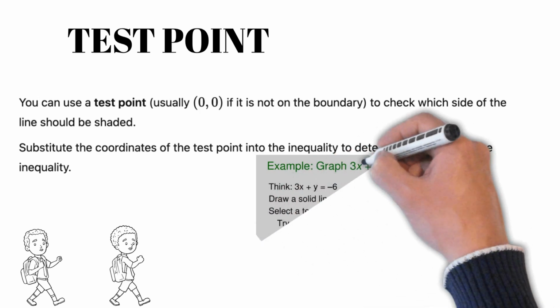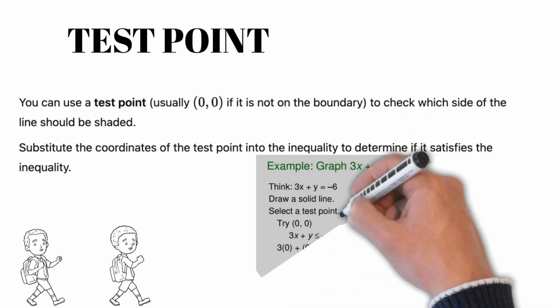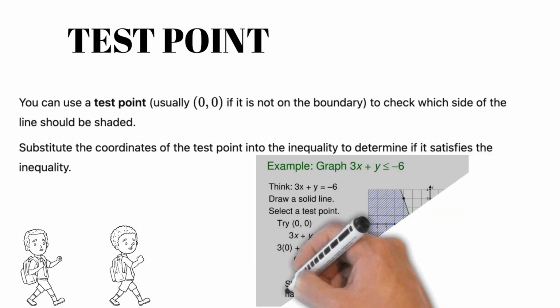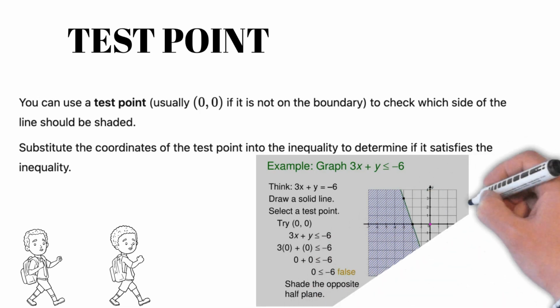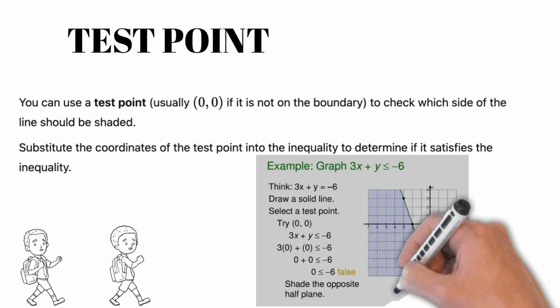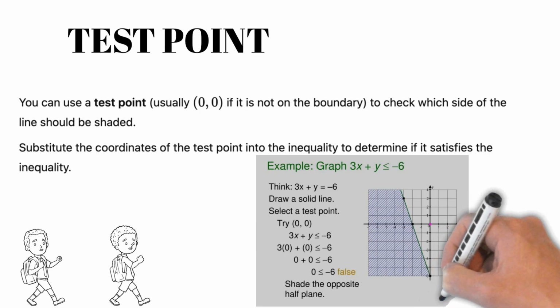An example is given here: 3x plus y is less than or equal to negative 6. You draw a solid line and then you test the point. So try 0, 0. After putting that in, you realize that 0 is less than or equal to negative 6, which is false.